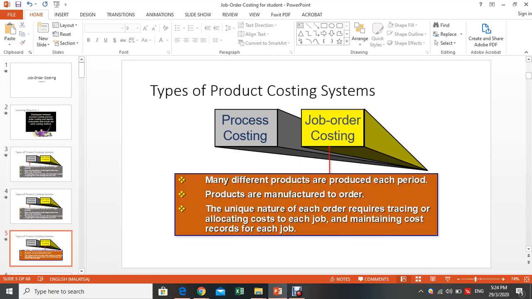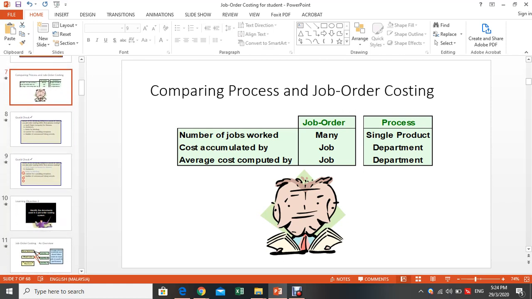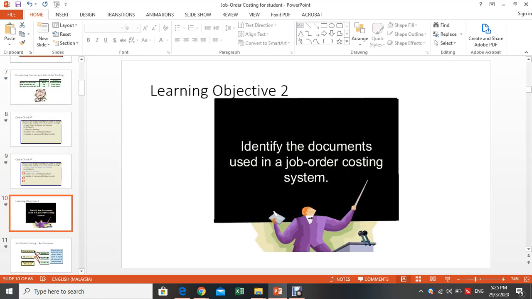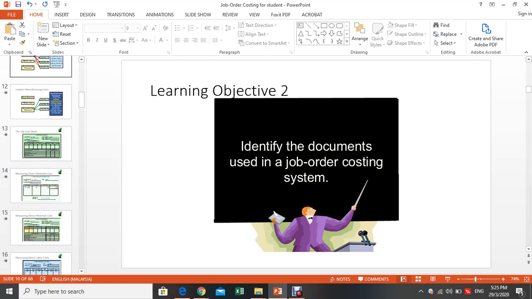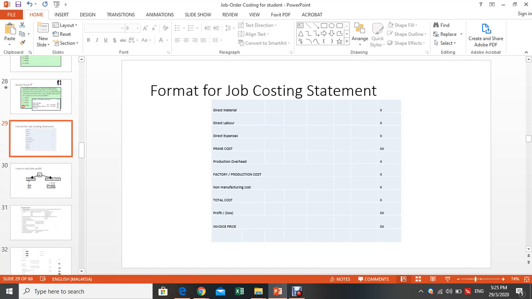Right? So you can read all the notes in my slide on the differences and similarities between job order costing and process costing. But basically in chapter 6, you need to focus on two subtopics. The first is how to prepare the job costing statement. The second is the journal, showing the flow of the job costing approach. So the first one I focus on is how to prepare the job costing statement.